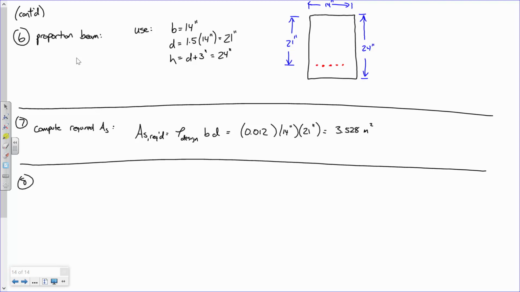So now what we're going to do is we're going to select our reinforcement. Now this is where this design aid is going to come into play. Select the reinforcement.